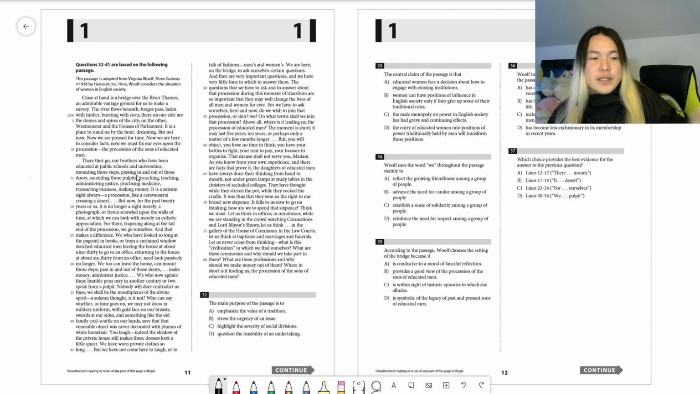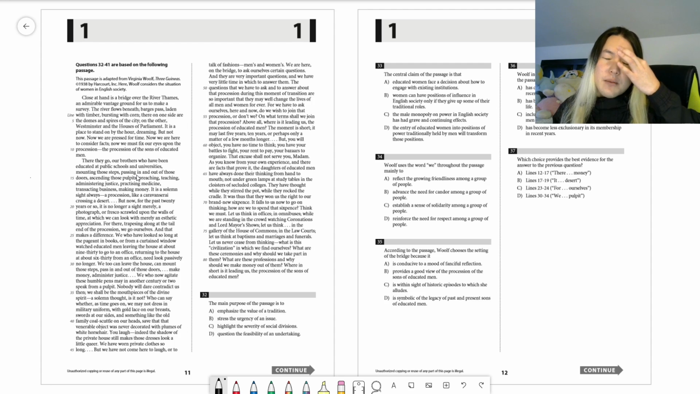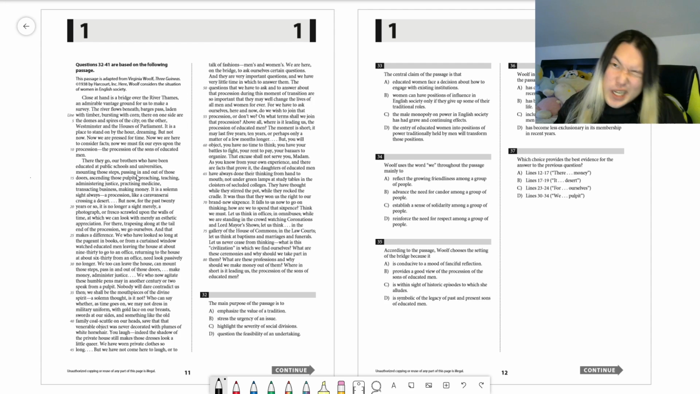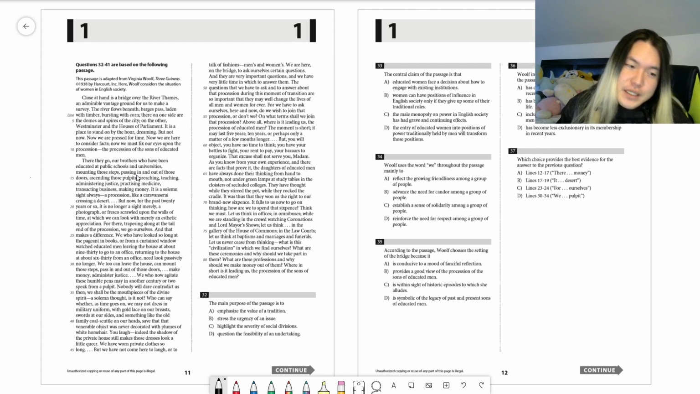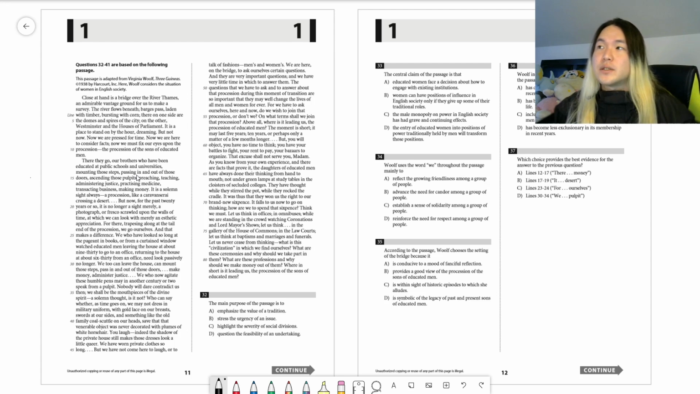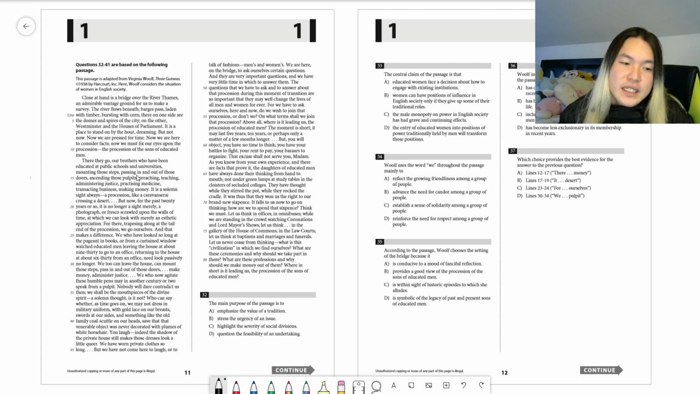Again, C might be a little tempting, but we're talking about how women are joining the workforce. That's kind of the opposite of social division. Social division is dissolving here. D, question the feasibility of an undertaking. No, women are actually joining the workforce. So the correct answer here will be B.